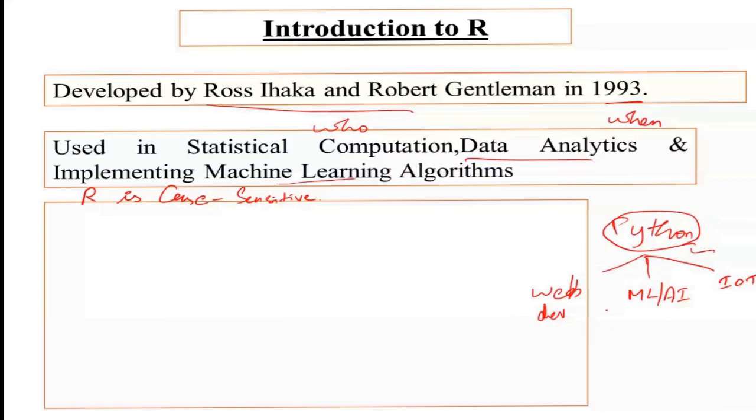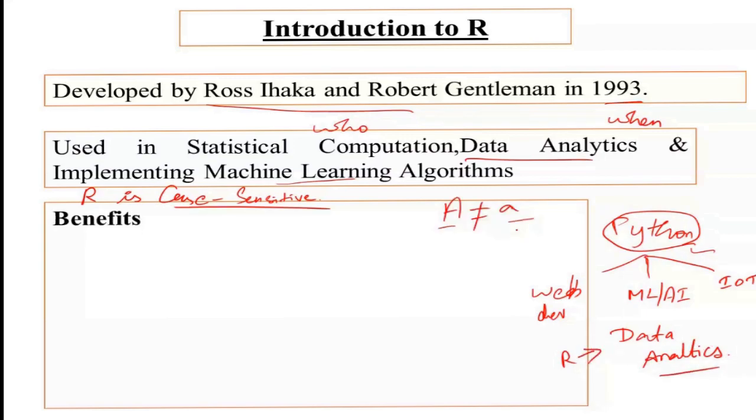So we are choosing Python when comparing to R. But in bigger organizations like Uber, Airbnb, Facebook, these people are using the R programming language for their data analytics purposes.